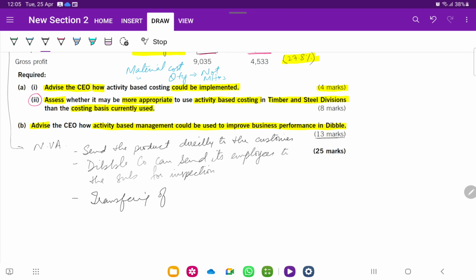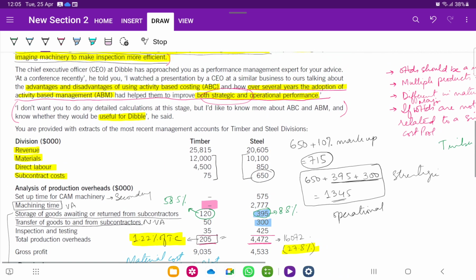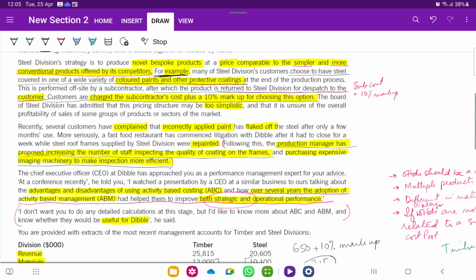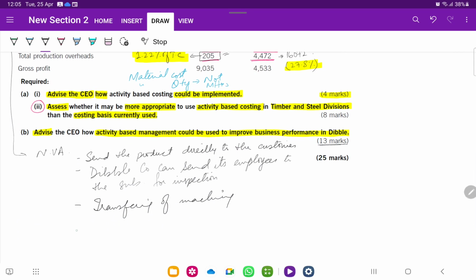I'm just discussing this and then we will summarize it. Transferring of machinery can be the issue. So these are the issues, and there is a problem. See, the problem is the subcontractor: we are doing all these efforts for the subcontractor and we are receiving complaints against his work. So what else can we do? We can try to offer the services from our own premises, right?